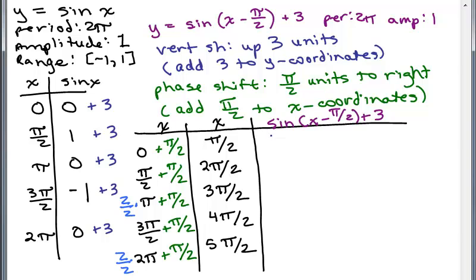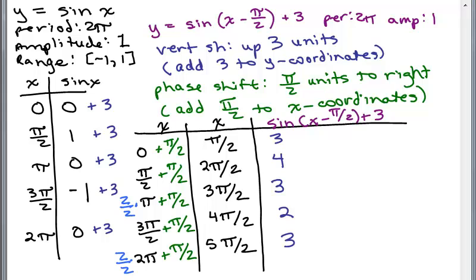So that would be 3. This gives me the ordered pair pi over 2, 3. The next one will be 4, 1 plus 3. 0 plus 3 is 3 again. Negative 1 plus 3 is 2. And 0 plus 3 is 3. And remember in the sine function, whatever the first number is, every other number is exactly the same. So these are the ordered pairs that we want to show on our graph. Those will be our key points.